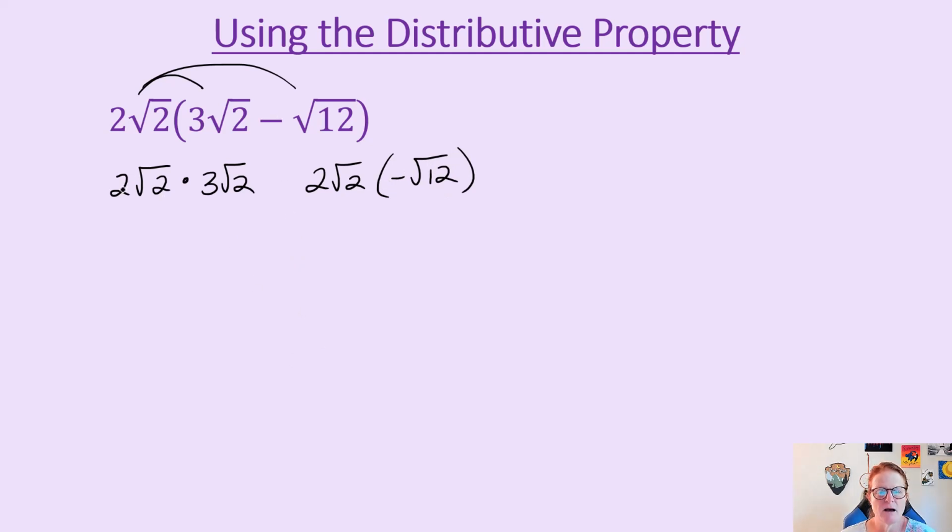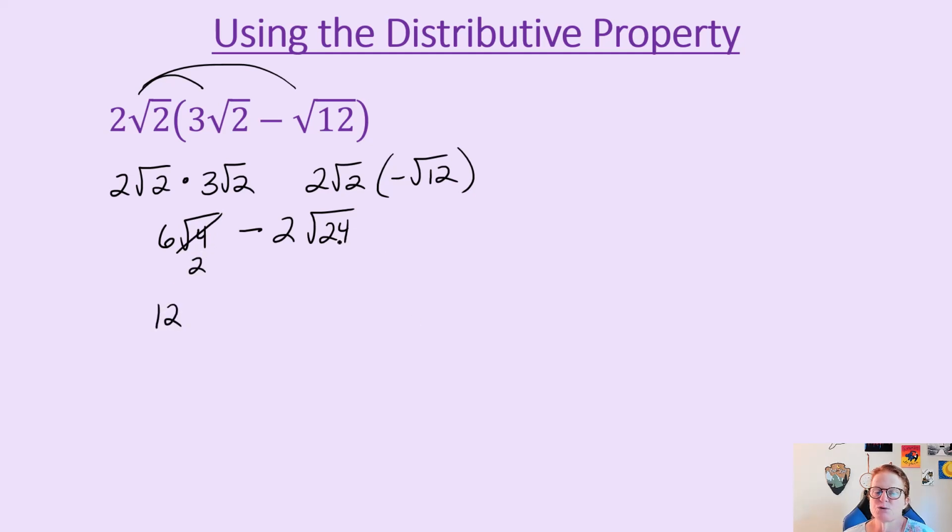So we have 2 times 3, I get 6, square root of 4, minus 2 times negative 1 is negative 2, square root of 2 times 12 is square root of 24. Now you have to simplify it. So I have 6 square root of 4. Well, that's easy, that's 2. So I have 6 times 2, which is 12.